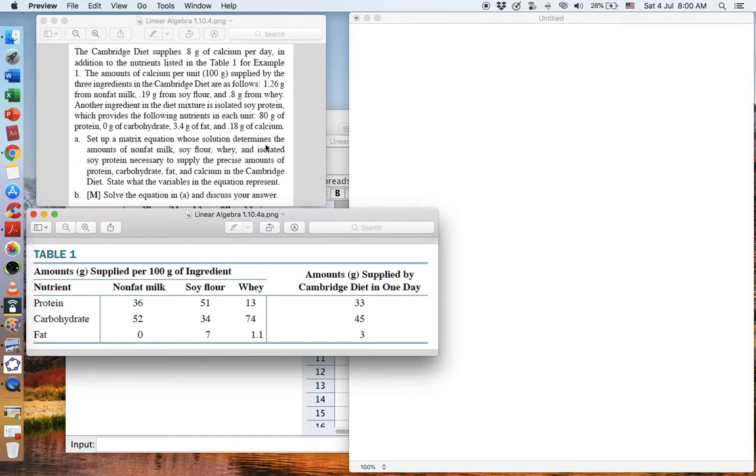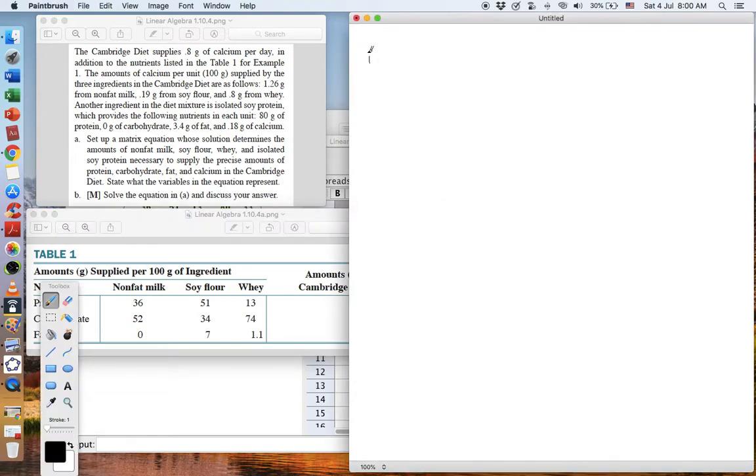We want to set up a matrix whose solution determines the amount of non-fat milk, soy flour, whey, and isolated soy protein necessary to supply the precise amounts of protein, carbohydrate, fat, and calcium in the Cambridge diet. State the variables in the equation and then solve and discuss these things. So we've got protein, carbohydrates, fat, and calcium. And then we've also got non-fat milk. We've got soy flour. We've got whey protein, or whey. And we've got soy protein.